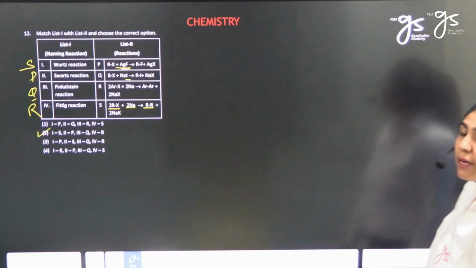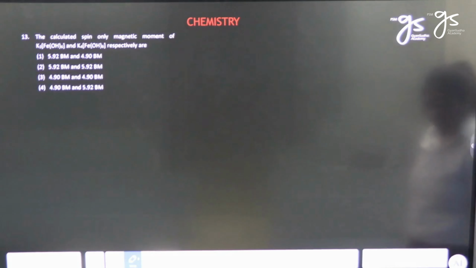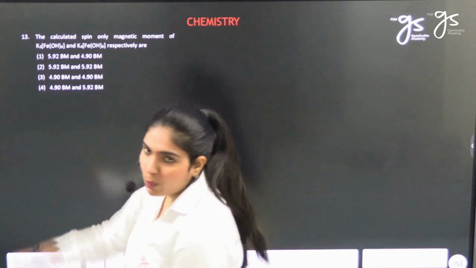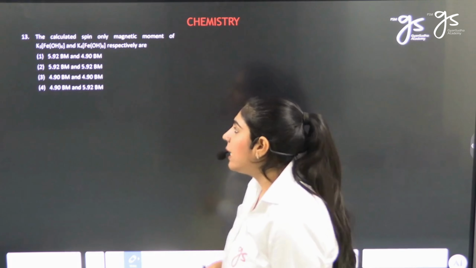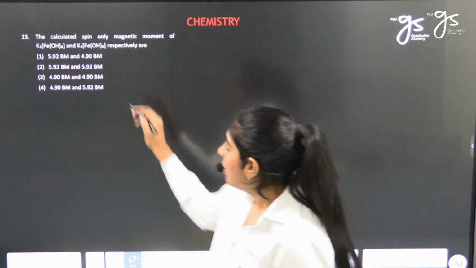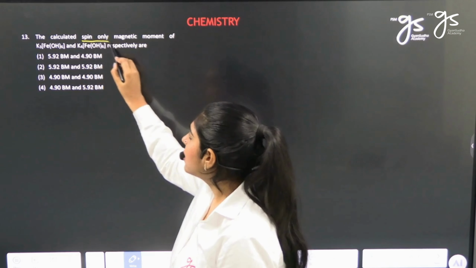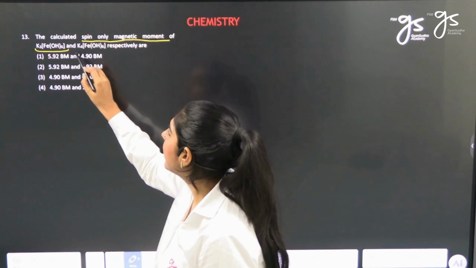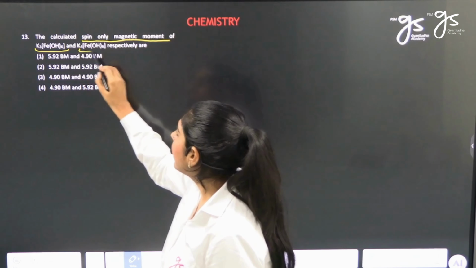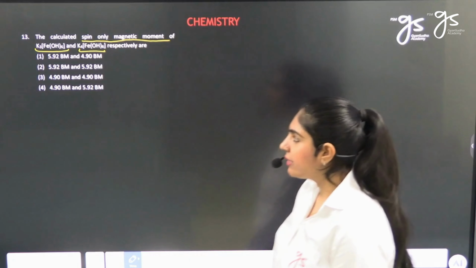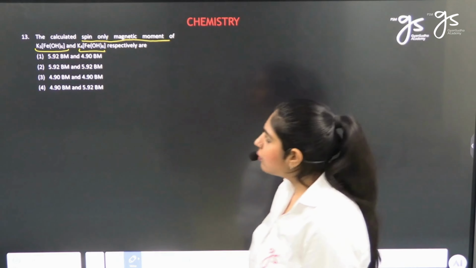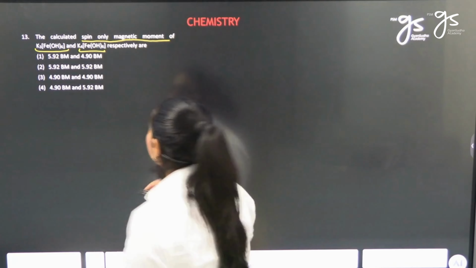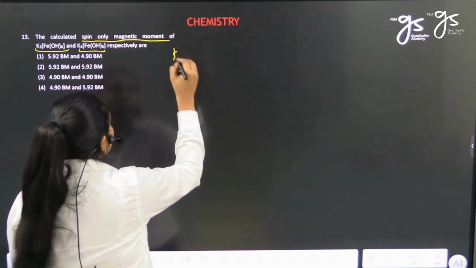Now moving ahead with our next question, which is on your screen. So there are many questions which are related to the magnetic moment in this paper. Now in this question, they are asking for the spin only magnetic moment of the 2 compounds K3[Fe(OH)6] and K4[Fe(OH)6] respectively. So we need to just calculate the magnetic moment, and we know the formula, right? So it's not that tough, it's quite easy.